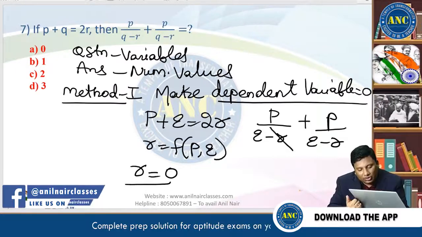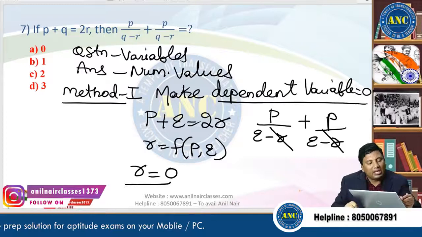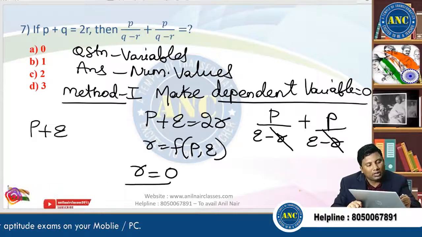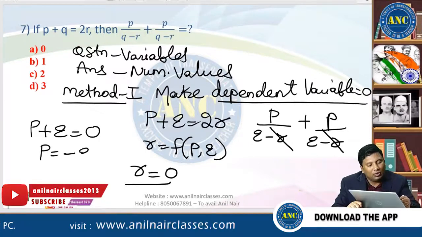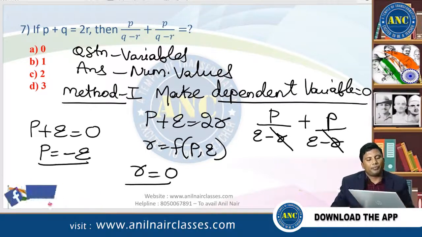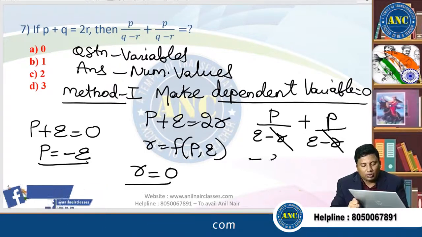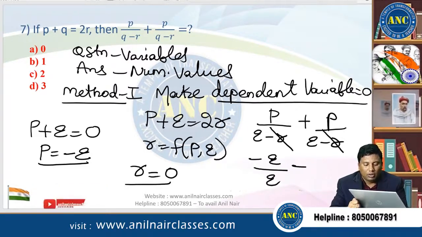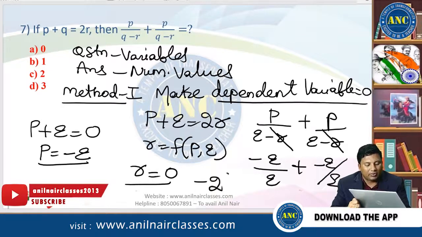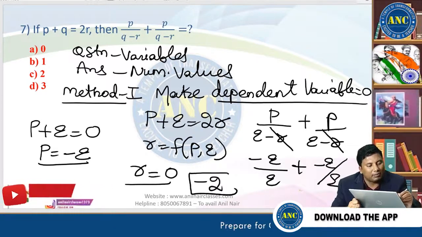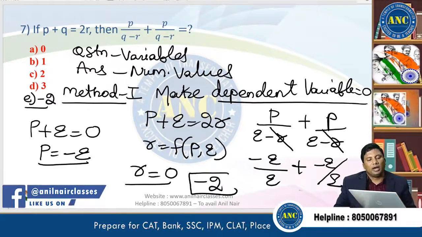Make R value 0. I got P by Q plus P by Q. If R is 0, P plus Q is 0, what is P value? P is equivalent to minus Q. So minus Q by Q plus minus Q by Q, minus 1 minus 1. The answer for this question is minus 2.